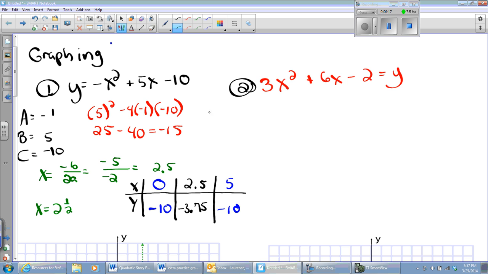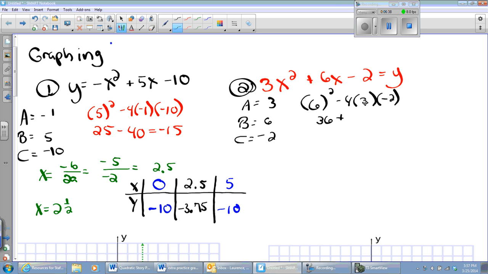All right, problem number 2 here. Again, I'm going to go ABC, ABC. Easiest: 3, 6, negative 2. I'm going to find the discriminant to find out how many solutions there are. So I'm going to do 6 squared minus 4 times 3 times negative 2. That'll be 36 plus 24, which I believe will be 60. So it's positive, so there are going to be 2 solutions.